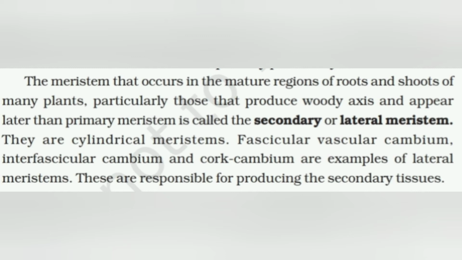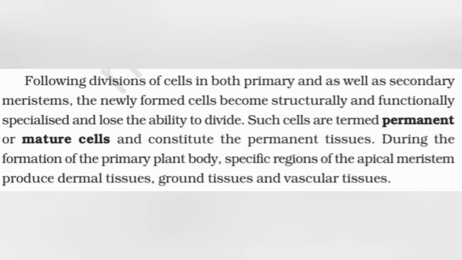In the primary, we have two types of meristems, apical and intercalary. In apical also we have two types, shoot apical and root apical, while in secondary meristem we have three types. Following division of cells in both primary as well as secondary meristem, the newly formed cells become structurally and functionally specialized and lose the ability to divide.